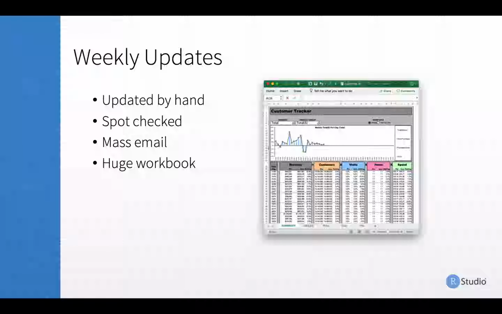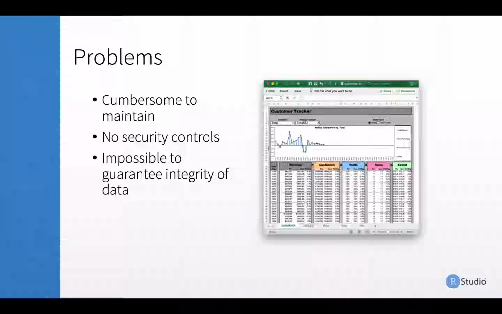So this was designed to go out every week to a large group, which meant that I had to update this by hand. I had to spot check the inputs, and then I had to send a mass email to everyone with this very large attachment in a huge workbook. So the problems here were that it was cumbersome to maintain, there were no security controls, and it was impossible to guarantee the integrity of my data.